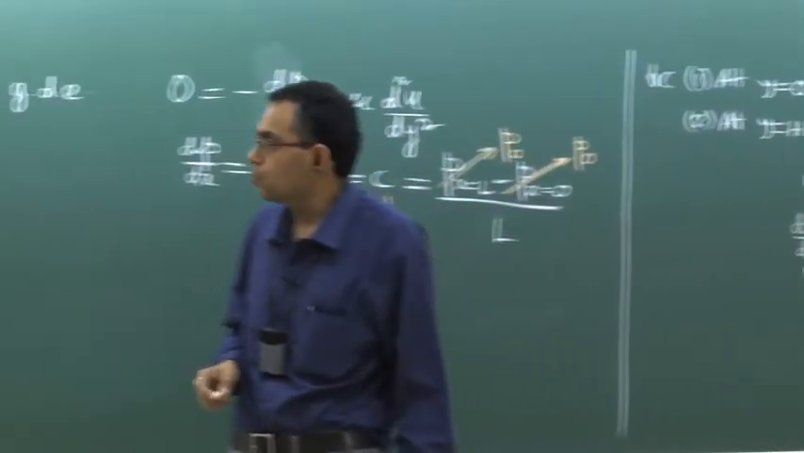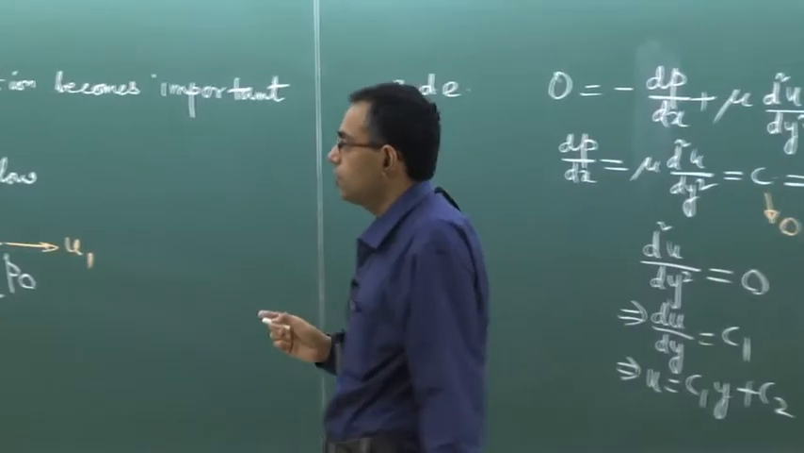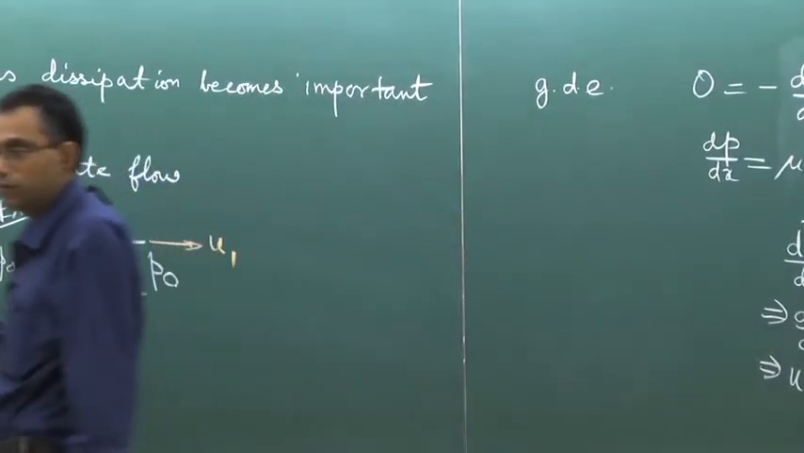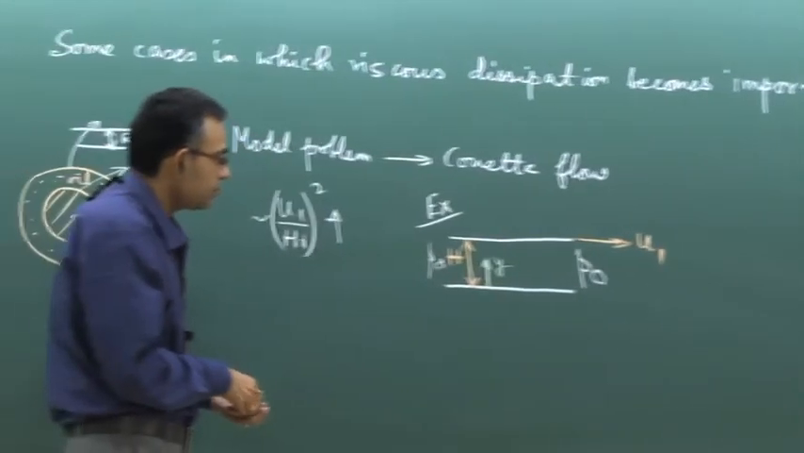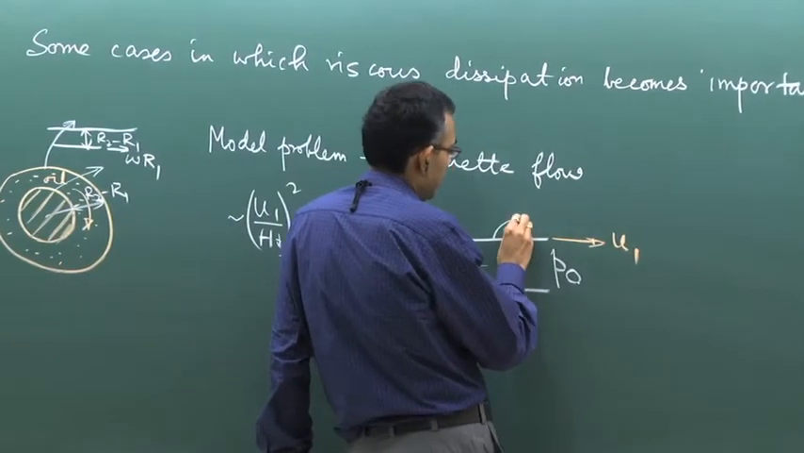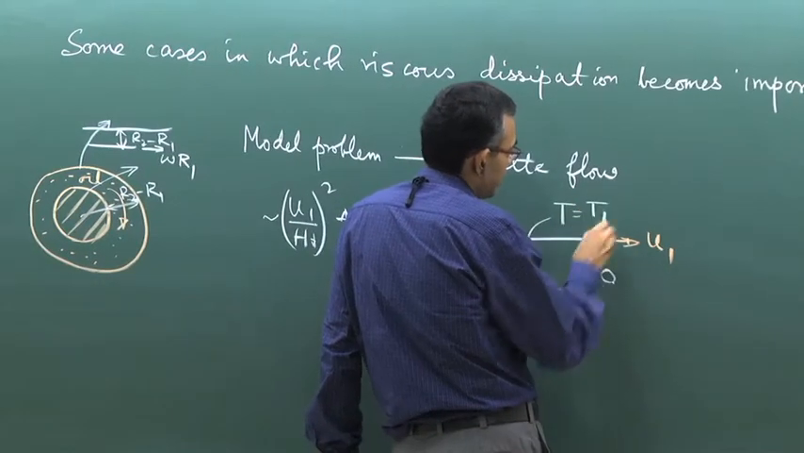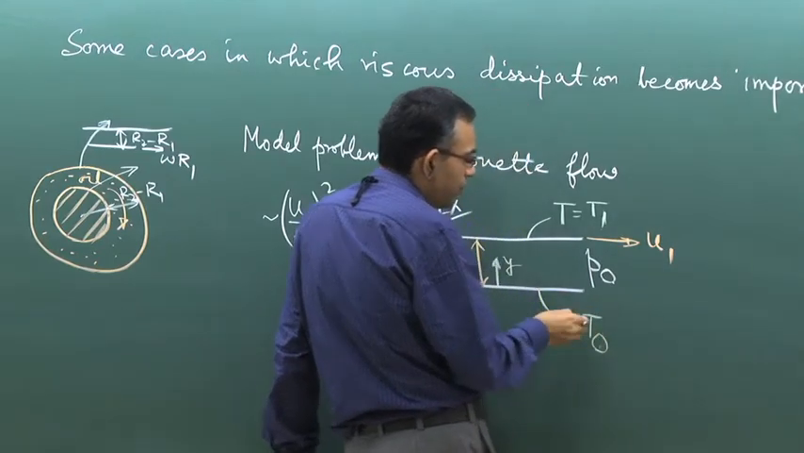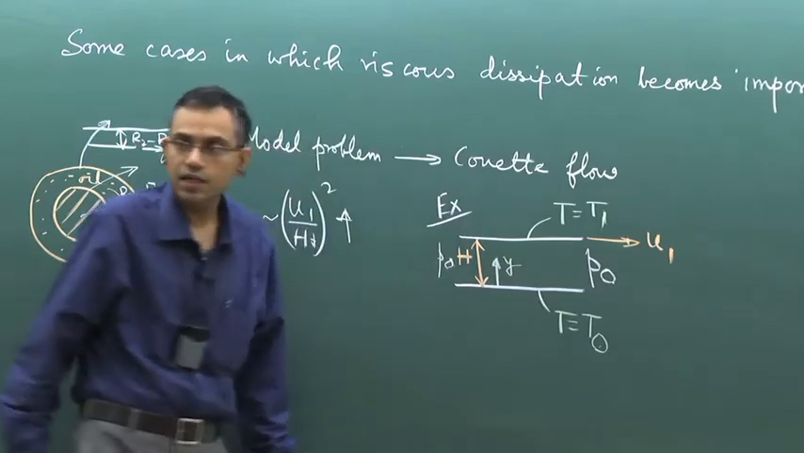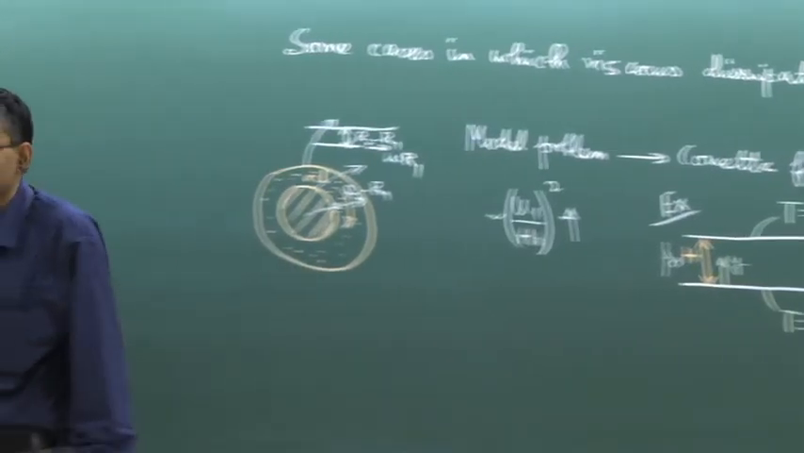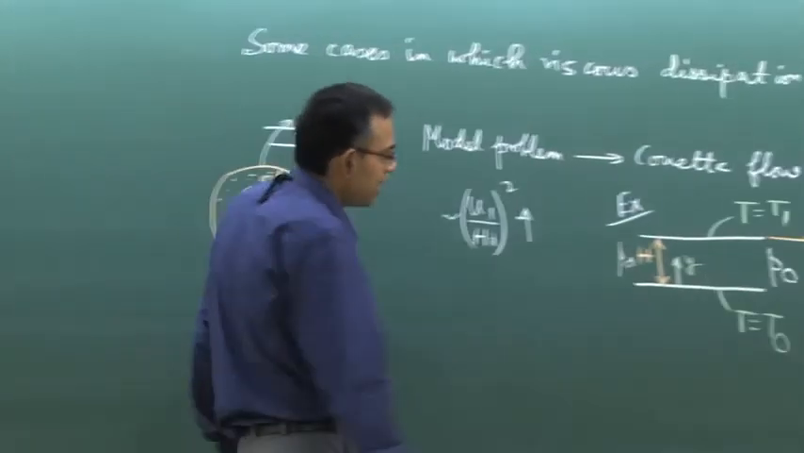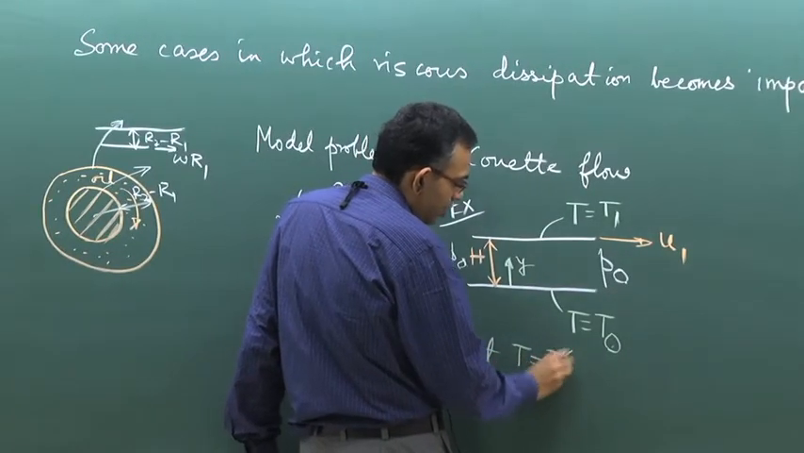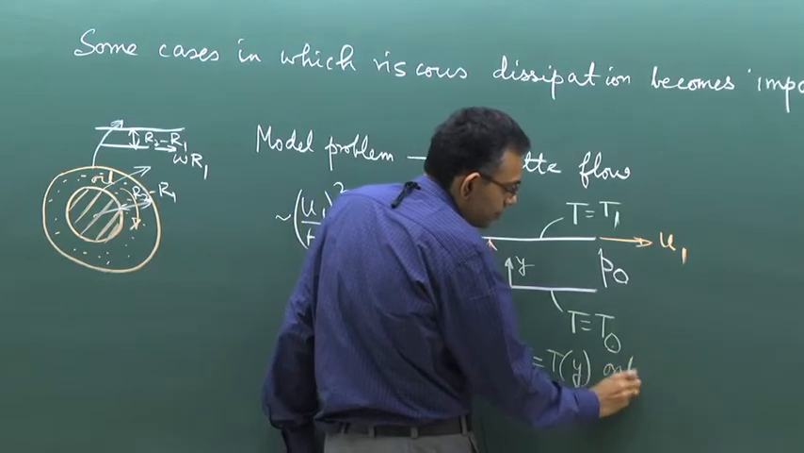Now next what we will do, this is the fluid mechanics part of the problem. Next we will analyze the heat transfer part of the problem. So let us say that this is isothermal, T is equal to T0 is the bottom plate and T equal to T1 is the top plate, and let us assume that T is a function of y only.